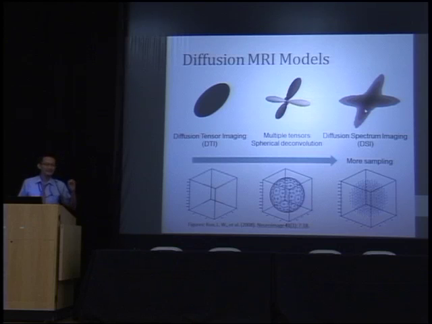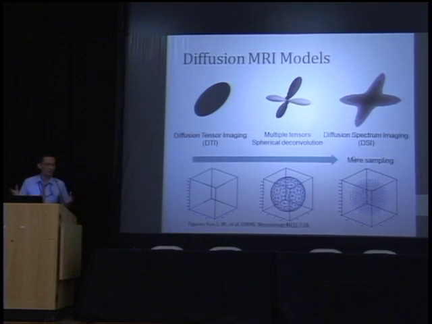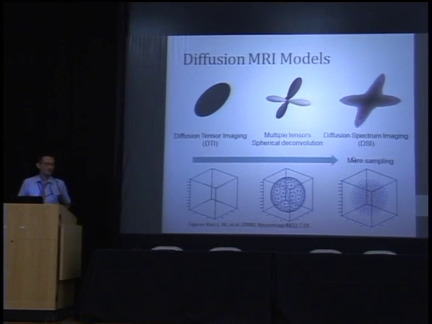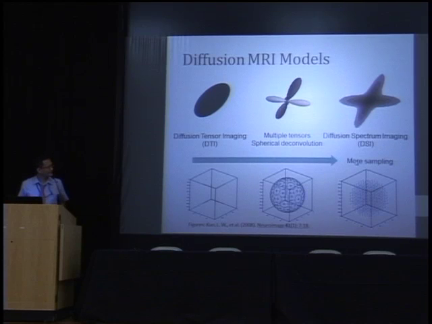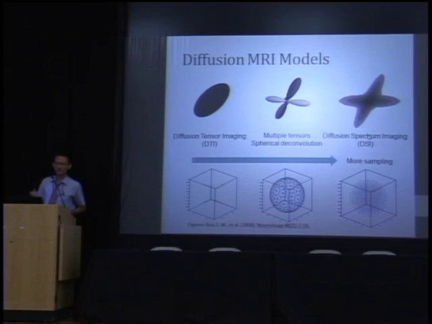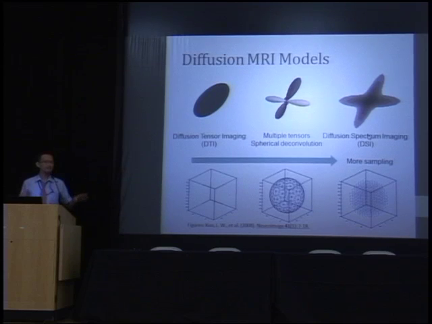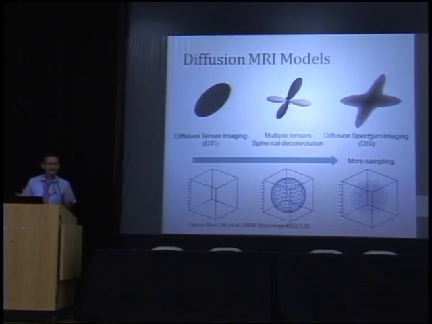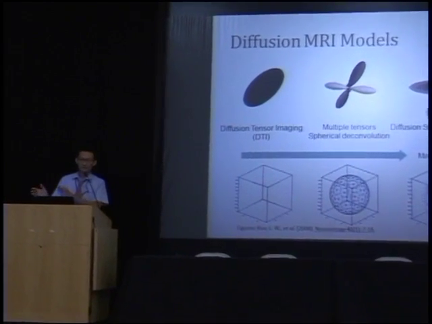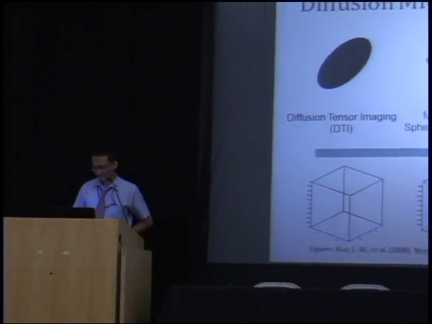However, this technique is in fact a 6-dimensional data set, so it requires a lot of sampling. A typical scan can go up to an hour or even more, which limits its application in clinical study. So there's an active research question whether we can reduce the sampling, find out what the redundancy in the data set is, and then try to shorten the scanning time.